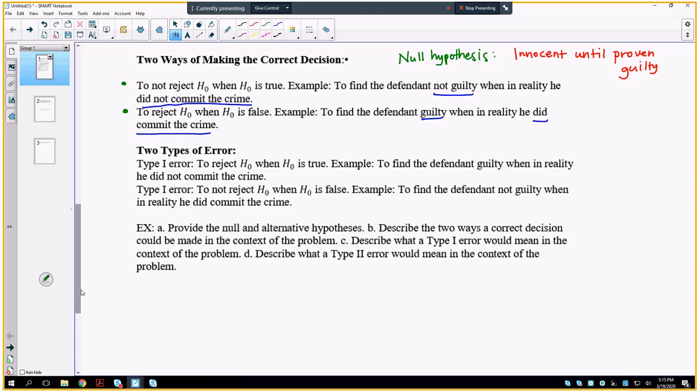But we also know that there are ways that we can get it wrong. So we have two types of error: Type 1 error and Type 2 error. Type 1 error is when he's innocent in reality, but we found him guilty.